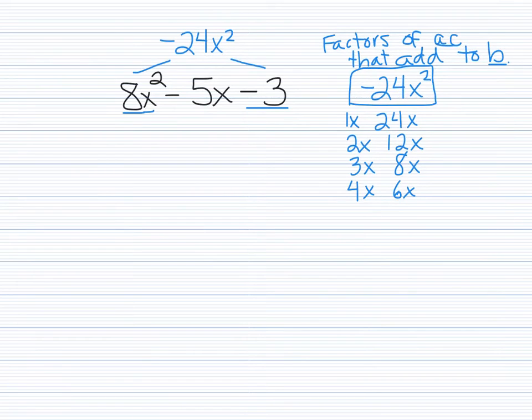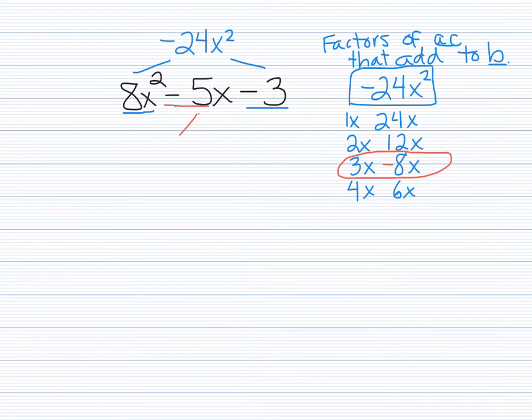Okay, so one of these pairs, if one is positive and one is negative, has to add up to negative 5. Well, I can spot this right now, but you could do like negative 1 and 24. That's 23. Okay, but I can see right now that this pair is 5 away from each other. So the big question is, which one has to be negative in order to get negative 5x? Well, that would be the negative 8. Okay, so there's our pair.